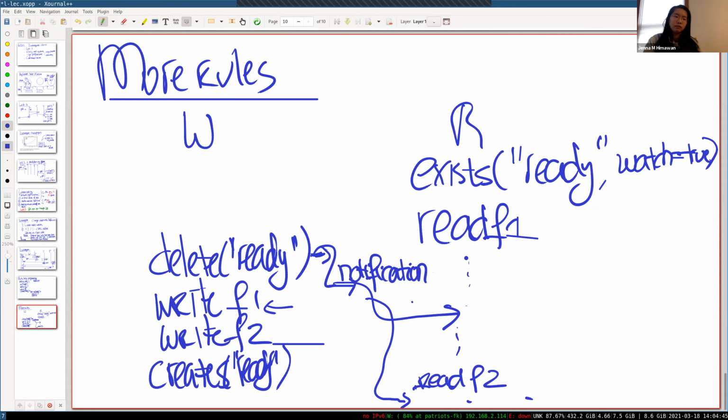Again, the paper's not clear. But I still don't understand why this guarantees that it can go before. Wait, so the valid places for it to be are before the write of F1 and also after the write of F2, right? The notification is delivered after the delete of ready, and before the writes of F1 and F2 are visible, and the create, for that matter. Oh, I see.